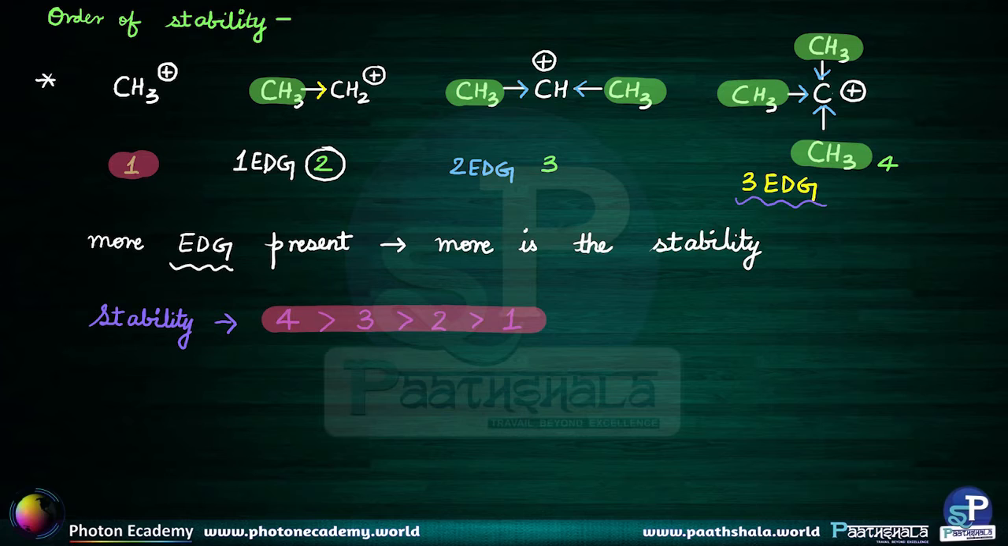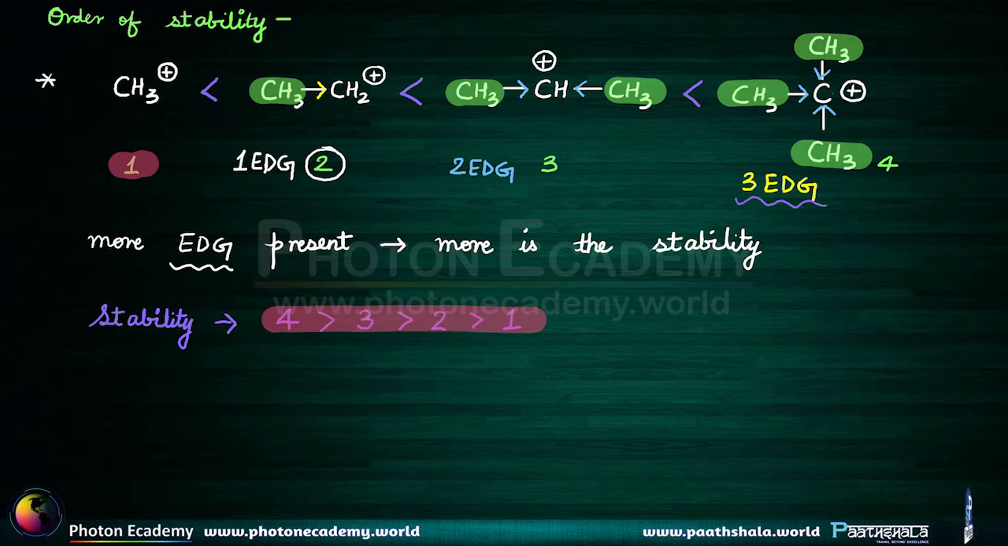And if I mark it in the figure that is provided to us, the fourth is the most stable, then comes the third one, and I can put the arrows in this direction. So the more the number of electron donating groups present, the more is the stability.